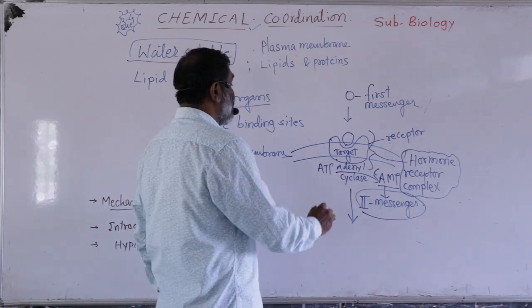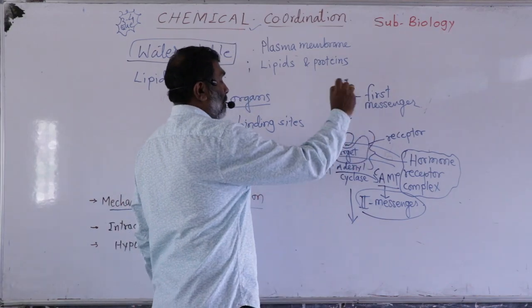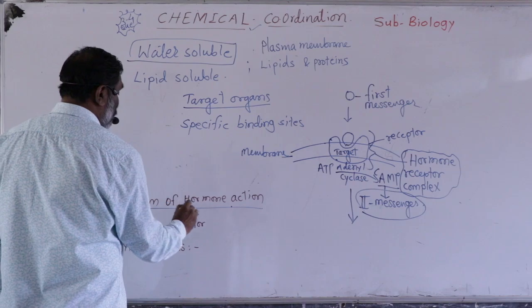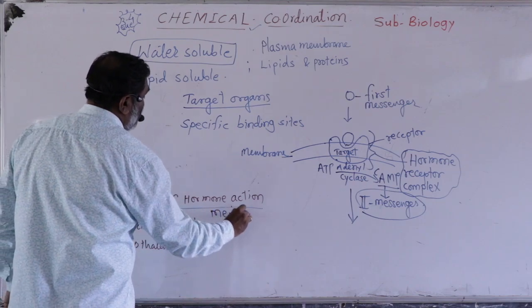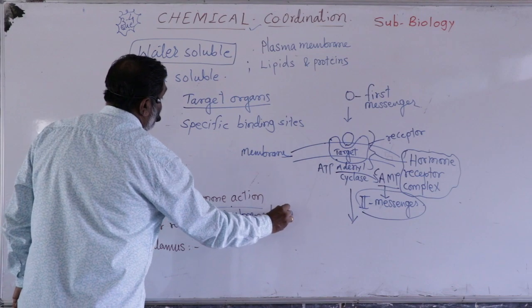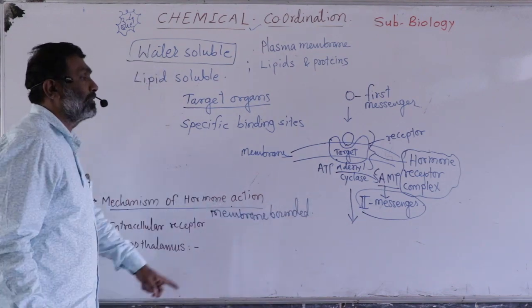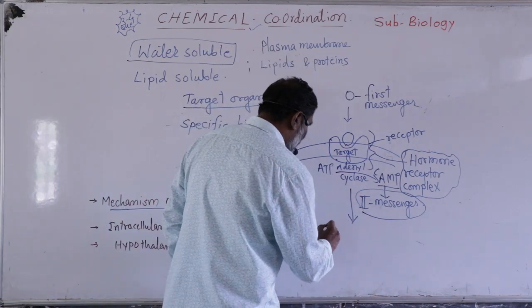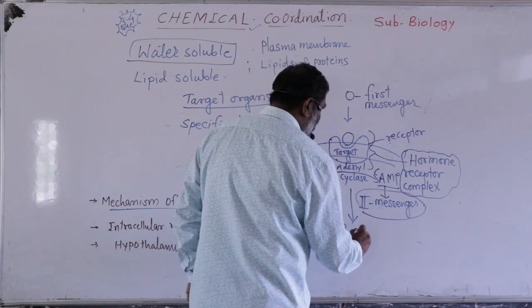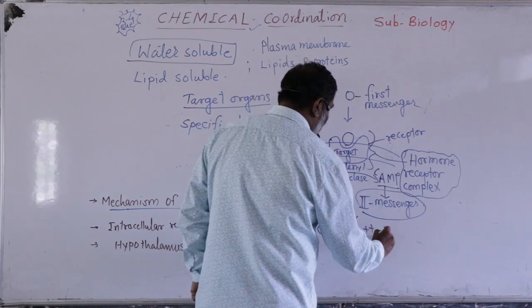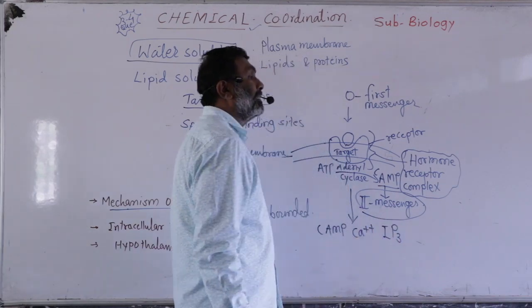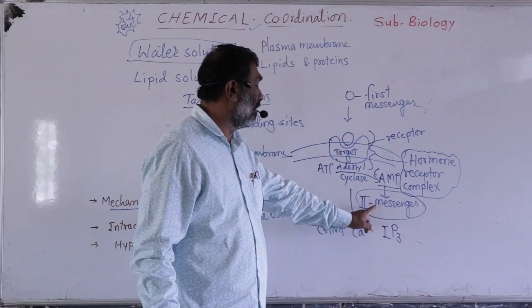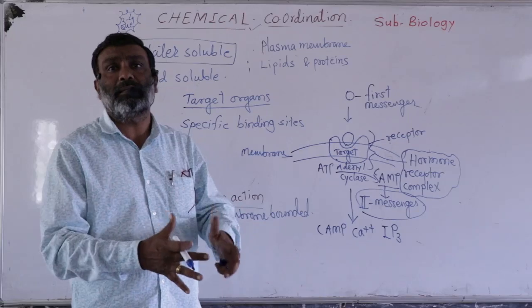So this is called the membrane bounded receptor. Here is the mechanism of hormone action on the membrane bounded receptor. Such membrane bounded receptors work here for the production of second messenger. There are many substances, like cyclic AMP, calcium, and IP3 (inositol phosphate), which act as second messengers. They work as a second messenger.